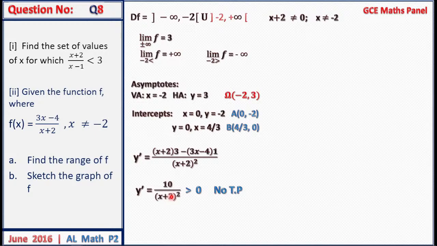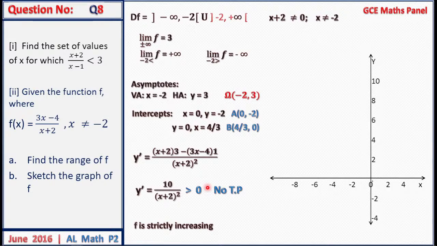Now, if you look at the numerator here, there is no variable, there is no x to solve for. It means that there is no turning point because there is nothing to solve for. Since there is no turning point and the function is strictly increasing, we can now go to the table of variation. Or we can equally skip the table of variation because I have not asked for it.